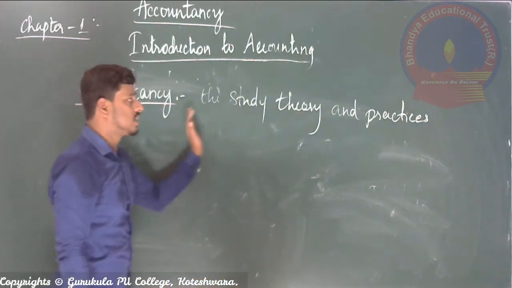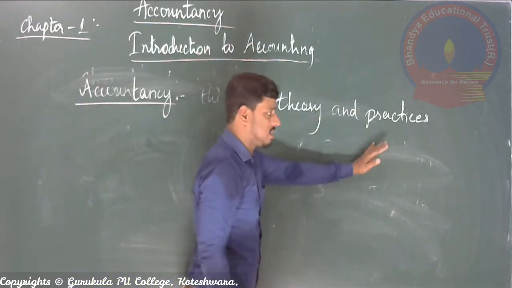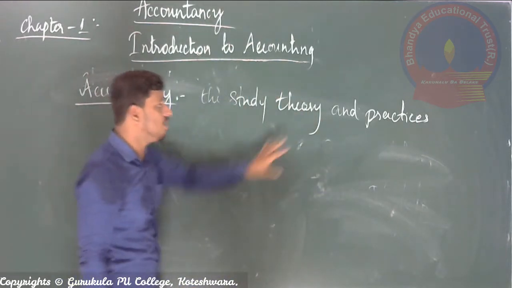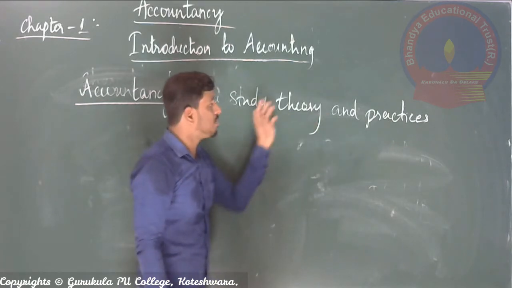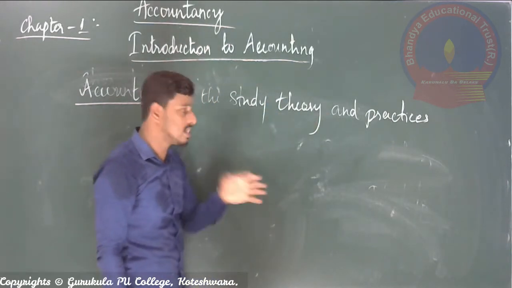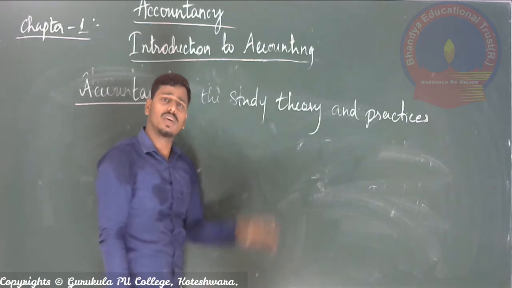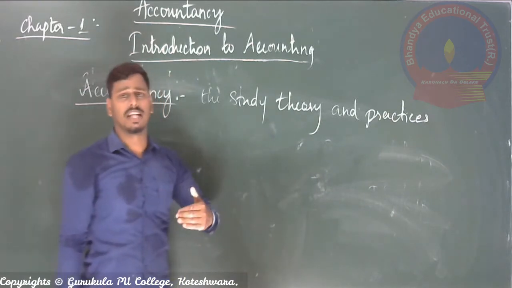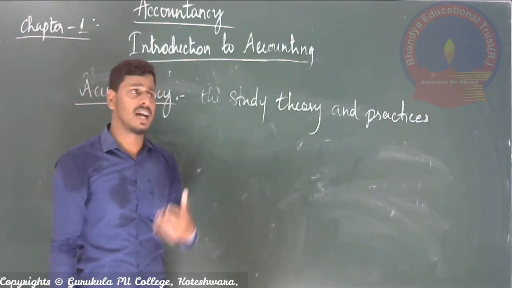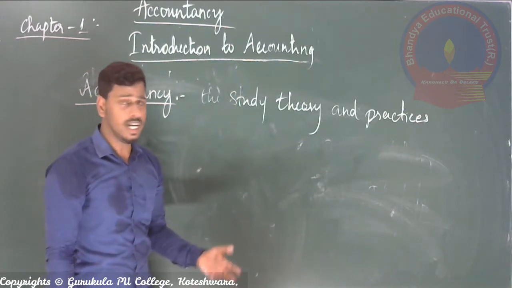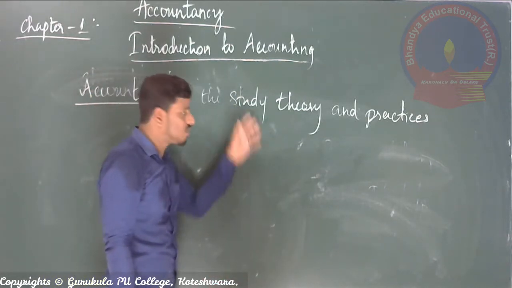Accountancy is the study of theory and practices, or a combination of theory and practices. Theory and practices means, as I told, in accountancy there are some rules and regulations, some concepts, some principles, etc. Right? We have to know that. Correct? We have to study first.